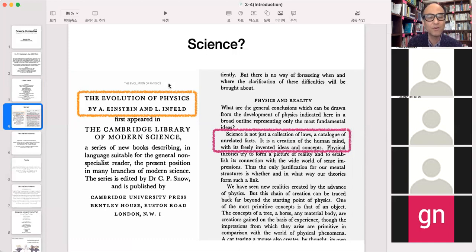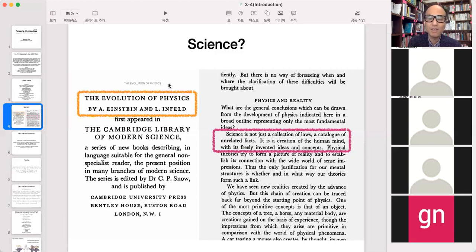There are hundreds of various different definitions of science, but I would like to depict one of those. A long time ago, I believe 1921 or 1924 or something like that, Albert Einstein, the famous physicist, in his book The Evolution of Physics, defined science. Please read this one. Science is not just a collection of laws and a catalog of unrelated facts. Science is a creation of the human mind.